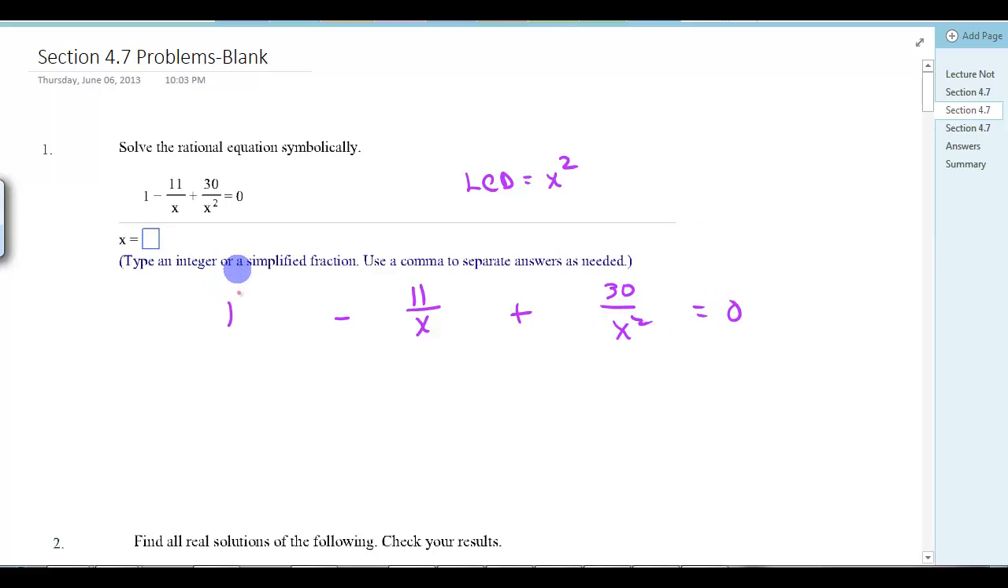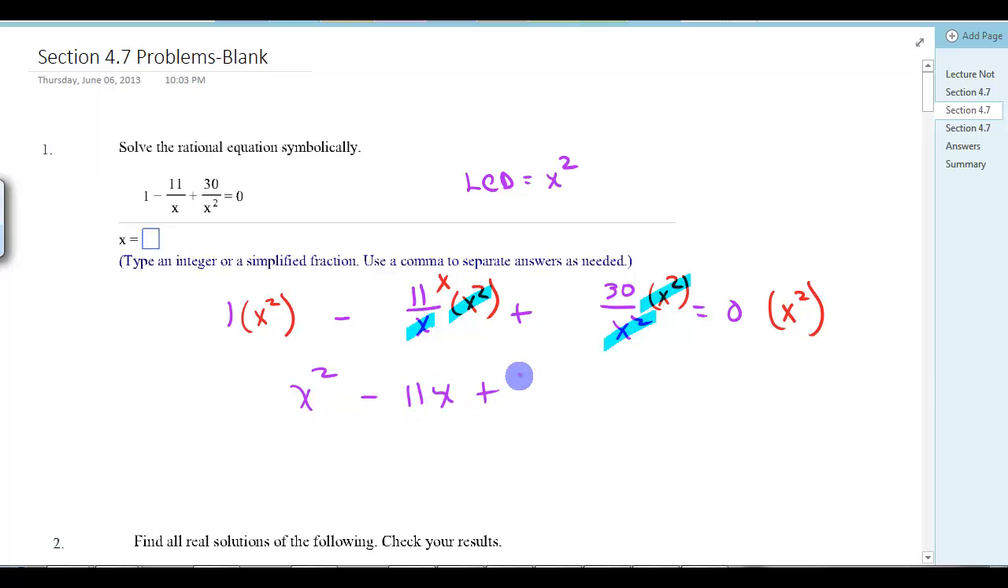And I want to multiply every piece by my LCD. Every piece all the way. So then we have an x goes into that and leaves an x here. The x squareds cancel out there, and then this is simply going to stay at 0. So let's see what we have left. We have x squared minus 11x plus 30 equals 0.